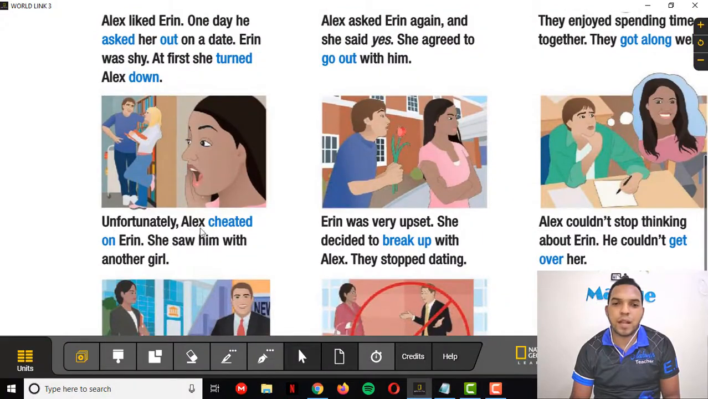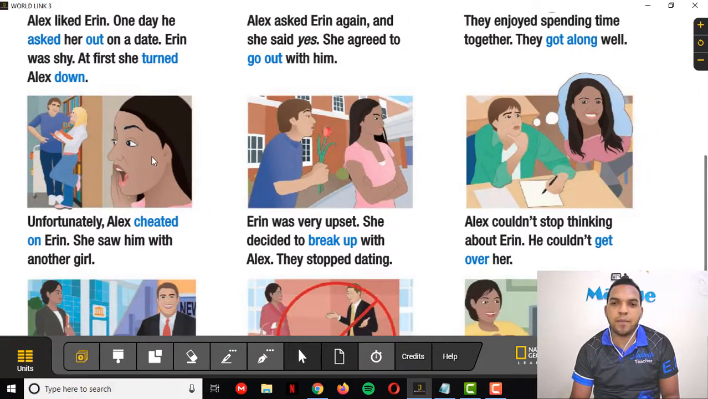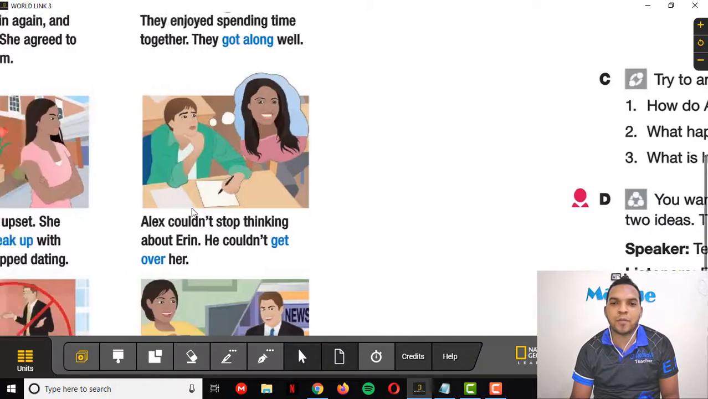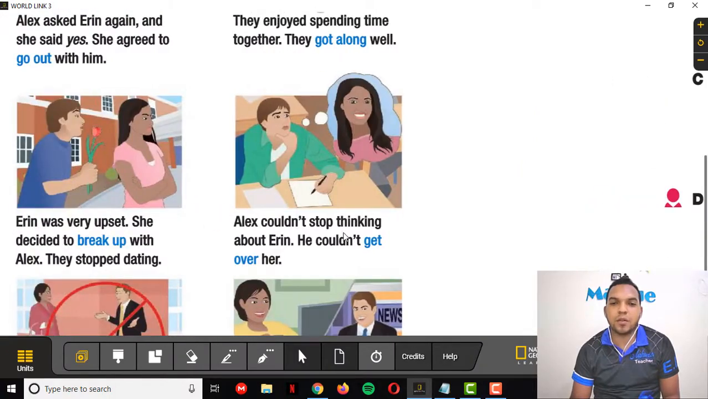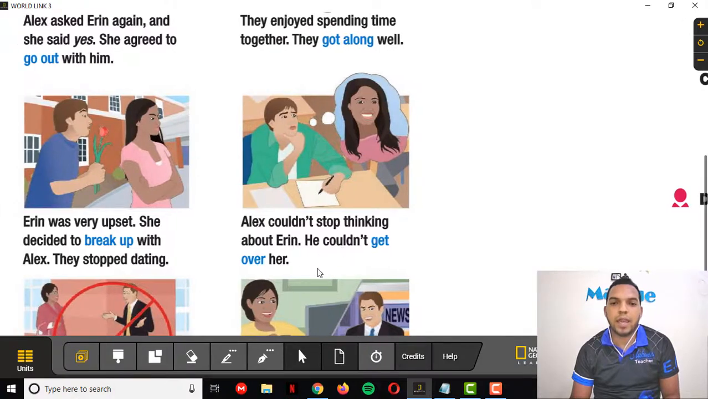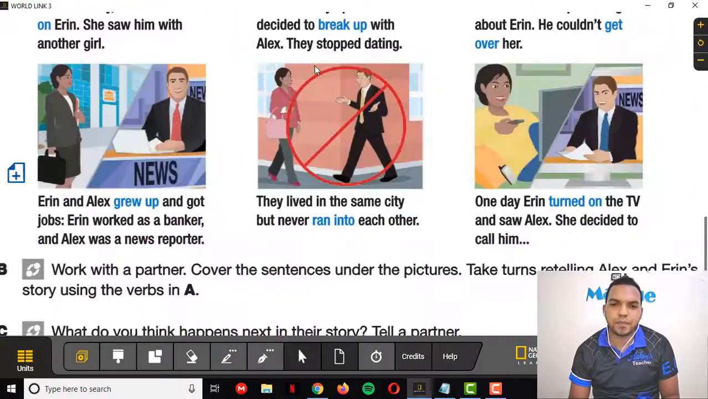Then after that, unfortunately, Alex cheated on Erin. She saw him with another girl, so he's cheating on her, right? Erin was very upset. She decided to break up with Alex. They stopped dating, so they are not dating anymore. Then after that, Alex couldn't stop thinking about Erin, right? He couldn't get over her. So when you can forget one person, you need to get over it.